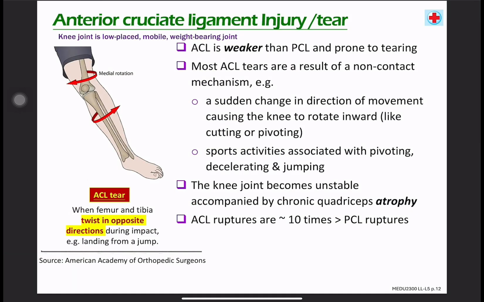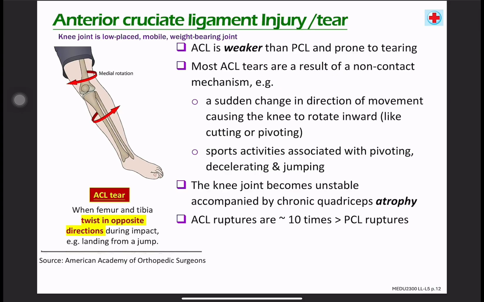Now let's go down to knee joint injuries. Knee joint injuries are common because the knee is a lower, mobile and weight-bearing joint whose stability depends almost entirely on its associated ligaments and muscles. ACL injuries are particularly common in young, active individuals. The ACL is weaker than the PCL, and that's why it is more prone to tearing.